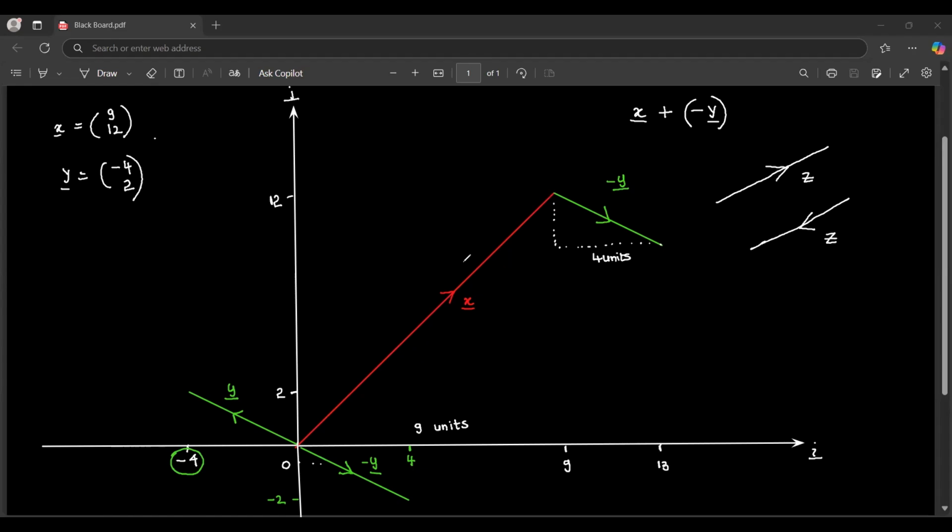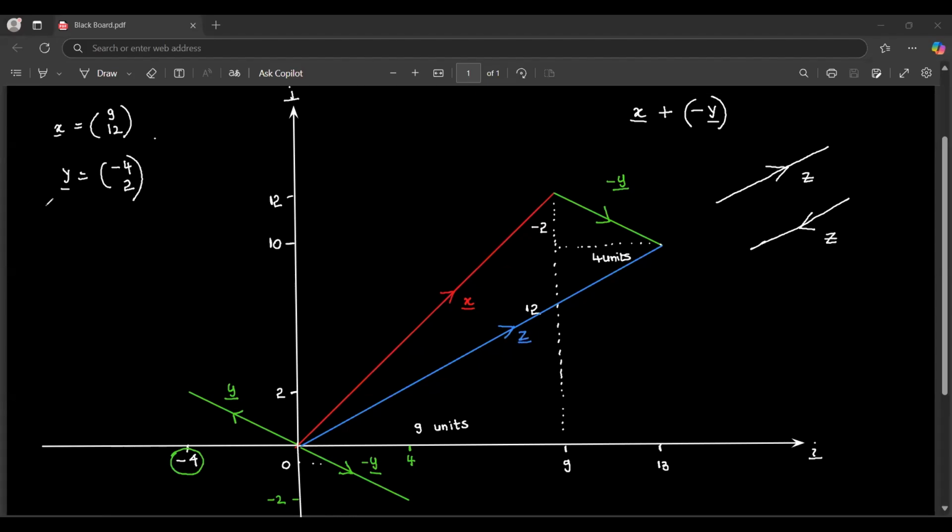Similarly, for the vector x, the j value is 12 units. But the negative y is going in the downwards direction, so it is minus 2. So the resultant vector will be 10 units. So I can connect these 2 points to find the answer, and that will be equal to z.